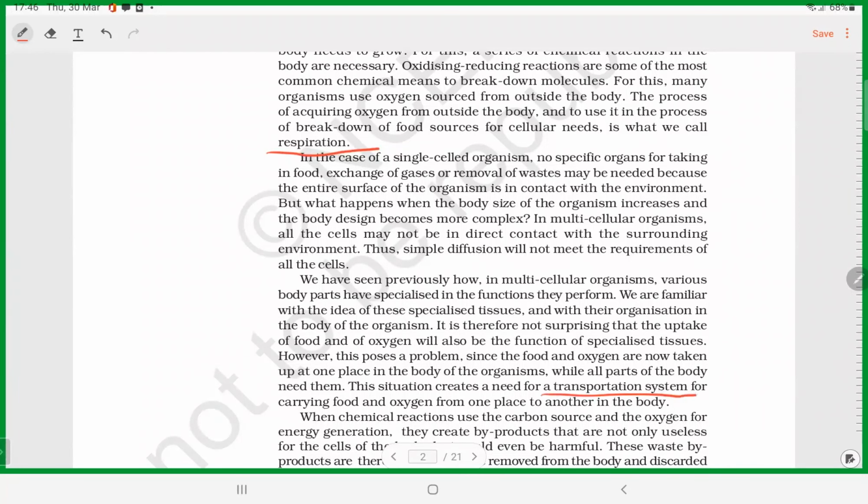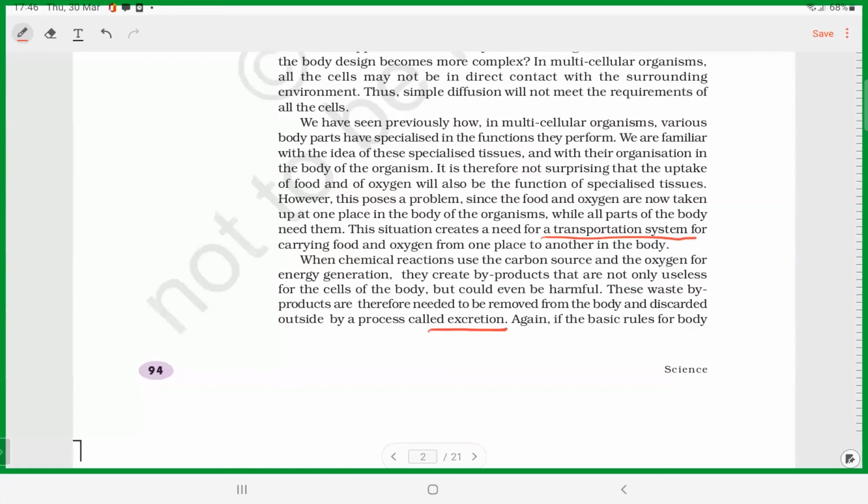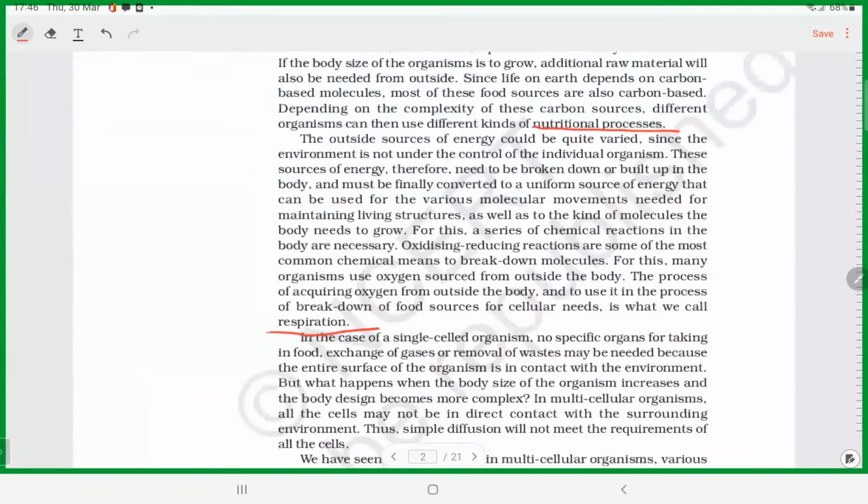Excretion. What are the 4 processes? Nutrition and digestion, and then respiration, and then transportation, and then excretion. Fine. Let us now connect the 4 of these processes, the connection between the 4 processes. You know how to define all those 4 processes. How do you define them?